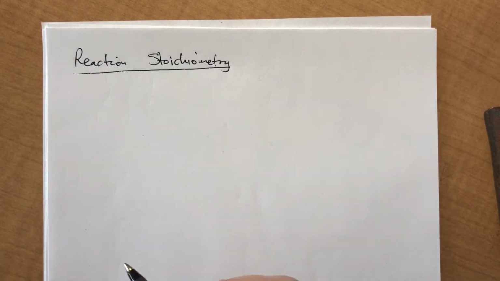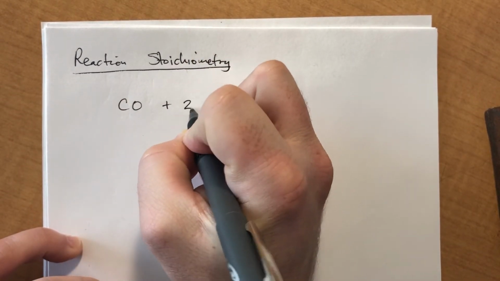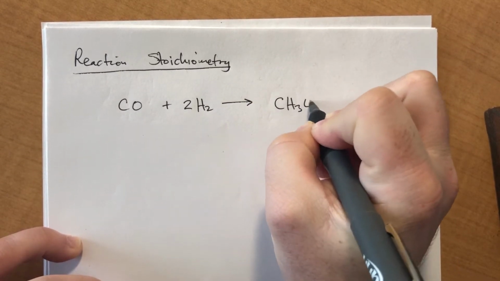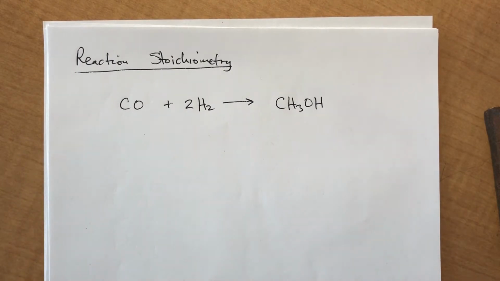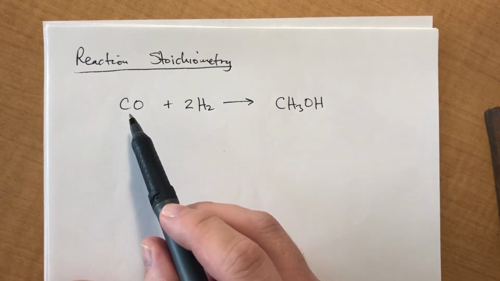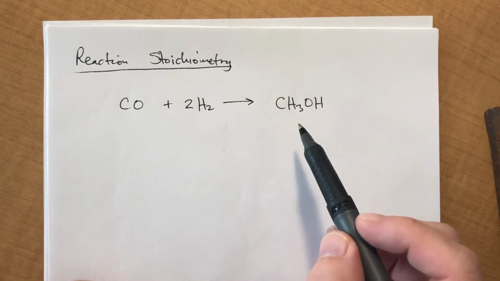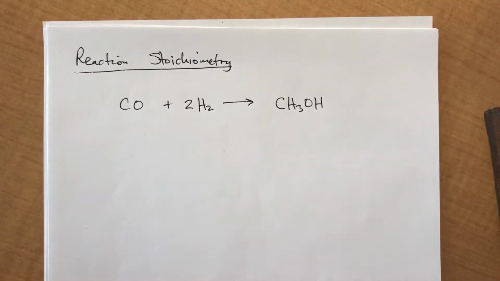So let's just look at an example. Let's say we have carbon monoxide with 2 moles of hydrogen forming CH3OH. Okay, not a real likely reaction, but technically possible. In terms of interpreting this reaction, most people when they look at it would say, oh, we have 1 molecule of carbon monoxide reacting with 2 molecules of hydrogen to form 1 molecule of CH3OH, which is methanol. And that is not incorrect, but it's probably not the best interpretation.